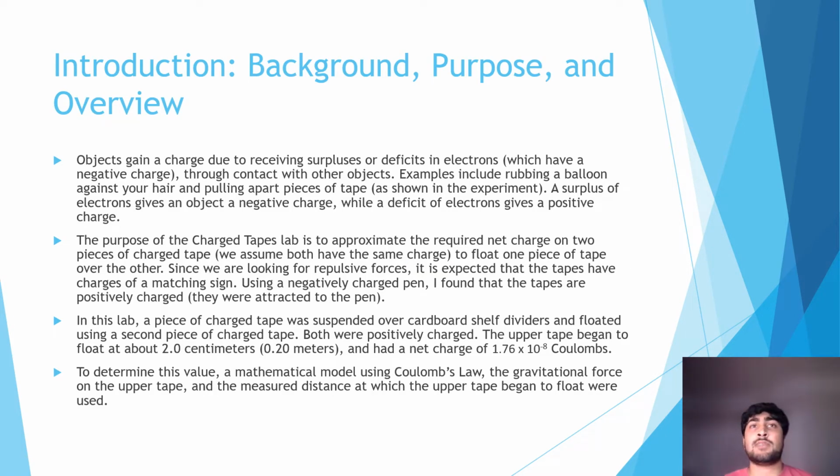Objects gain a charge due to receiving surpluses or deficits in electrons, which have a negative charge, through contact with other objects. Examples include rubbing a balloon against your hair and pulling apart pieces of tape as shown in the experiment. A surplus of electrons gives an object a negative charge, while a deficit of electrons gives a positive charge.